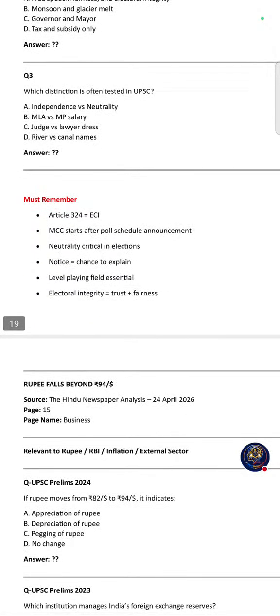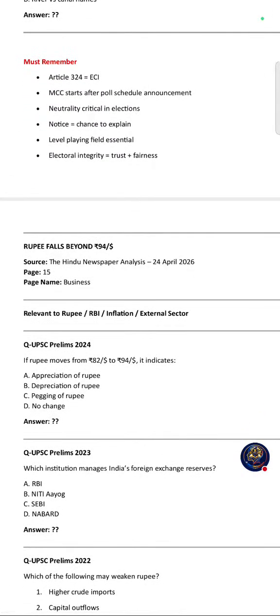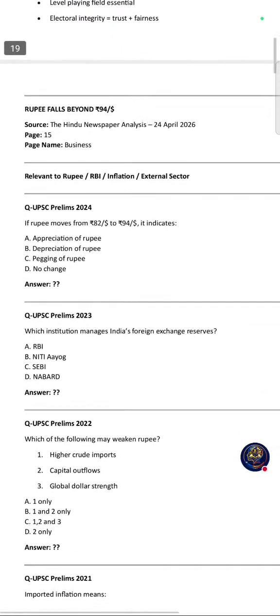Next, which distinction is often tested in UPSC? Next, must remember points: Article 324 is related to ECI. MCC starts after poll schedule announcement. Neutrality is critical in elections. Notice is a chance to explain. Next, level playing field is essential. Electoral integrity means trust and fairness.